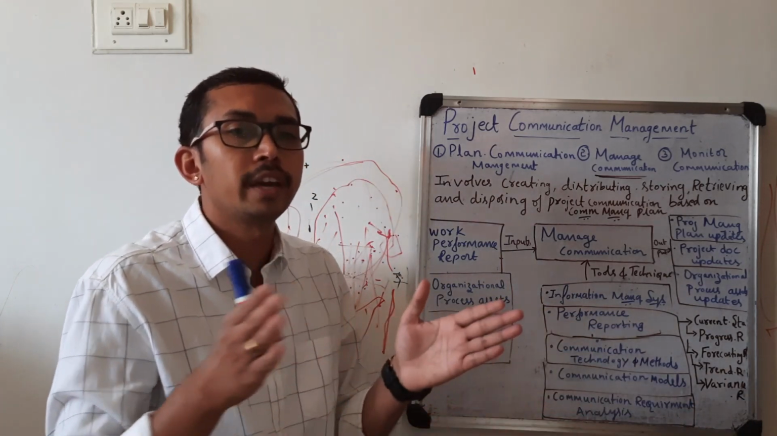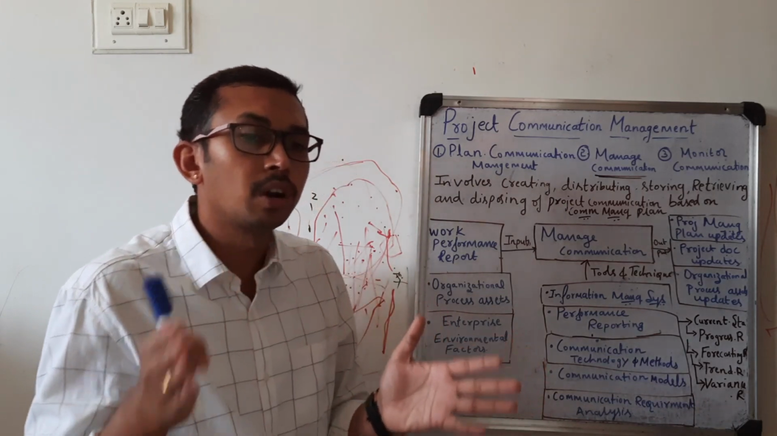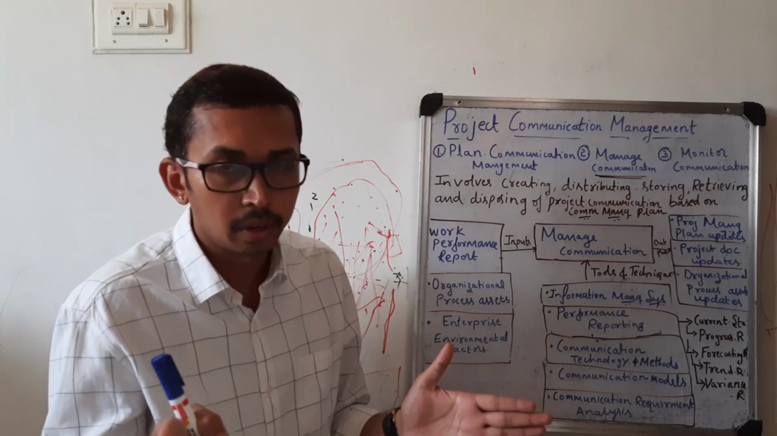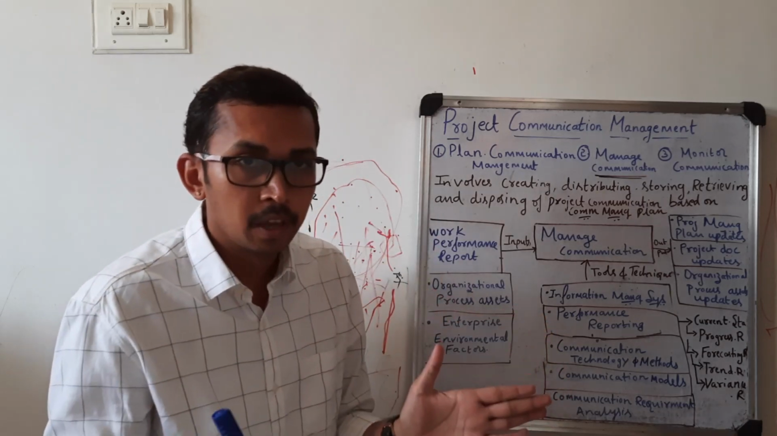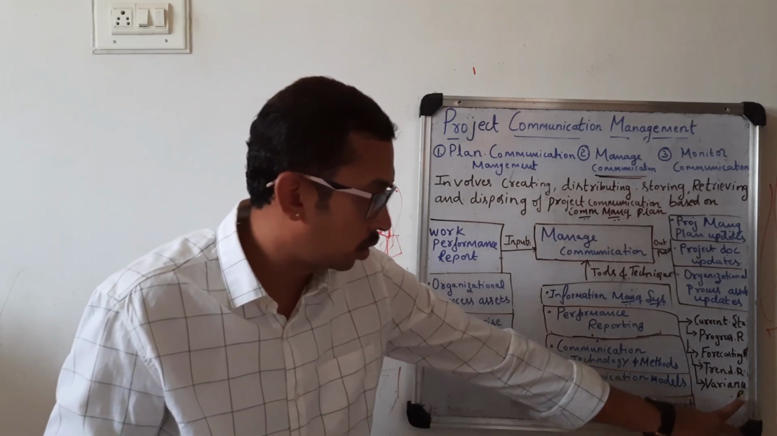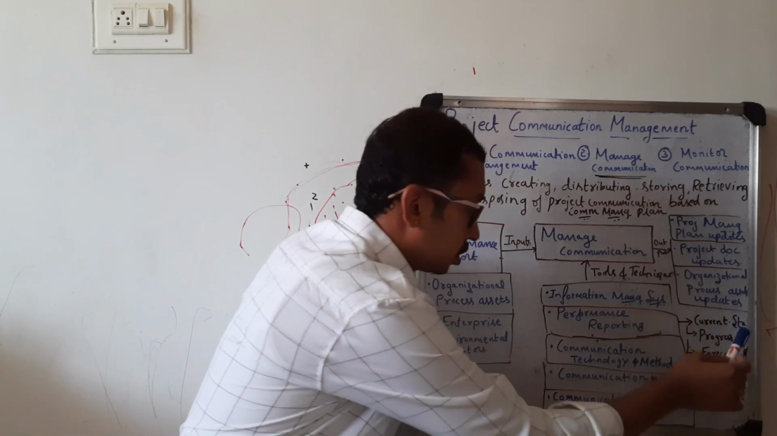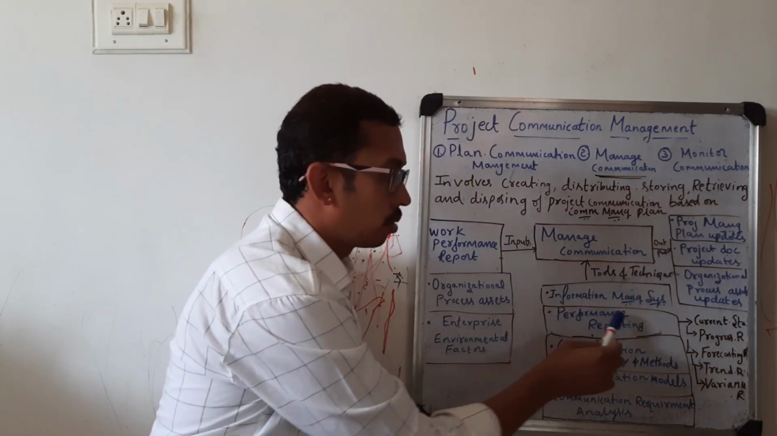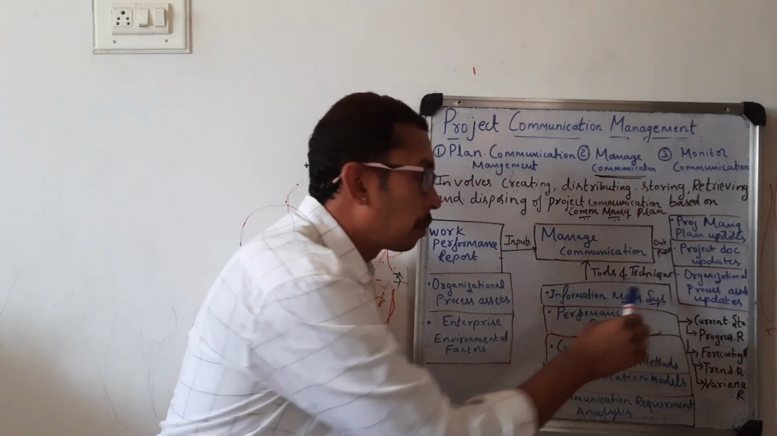Next one is variance report. What is the meaning of variance report? It is going to compare the actual and the plan. That is what is called a variance report. All these types of reports will be generated in the tools and techniques, that is the performance reporting.